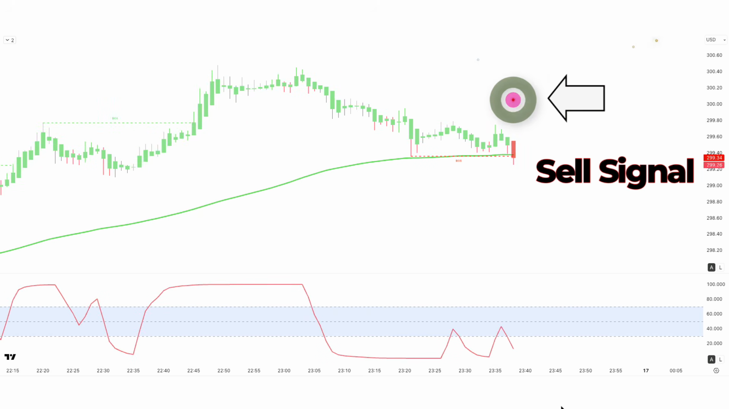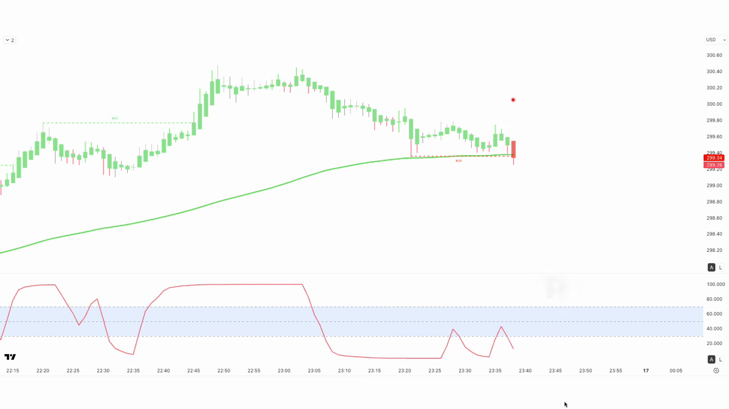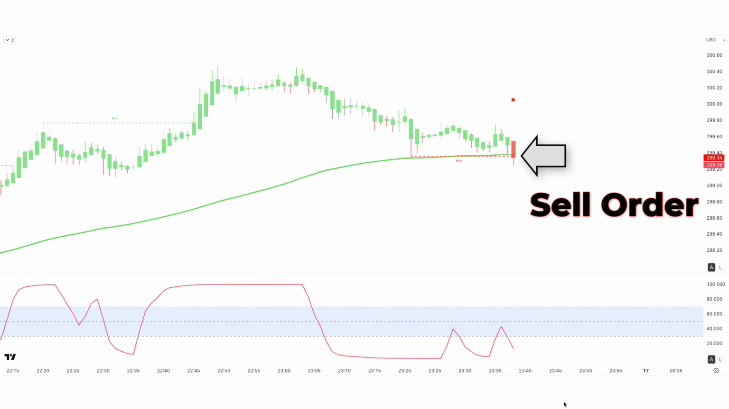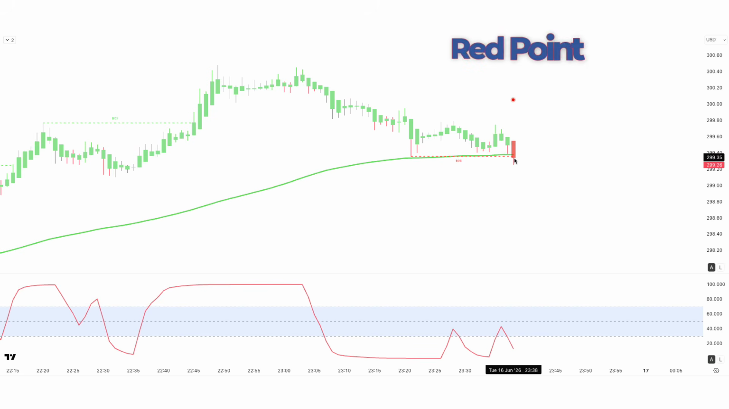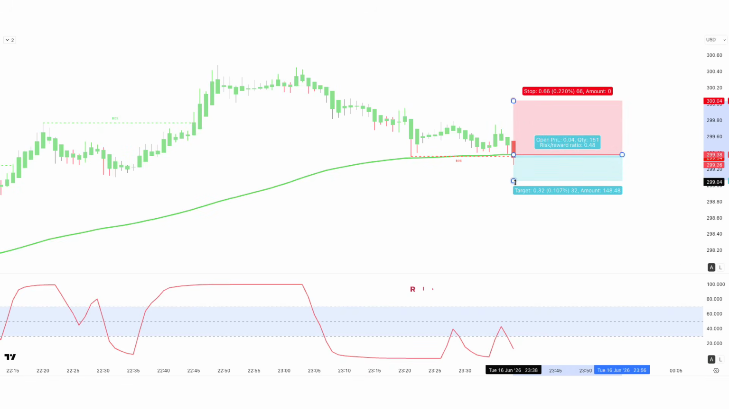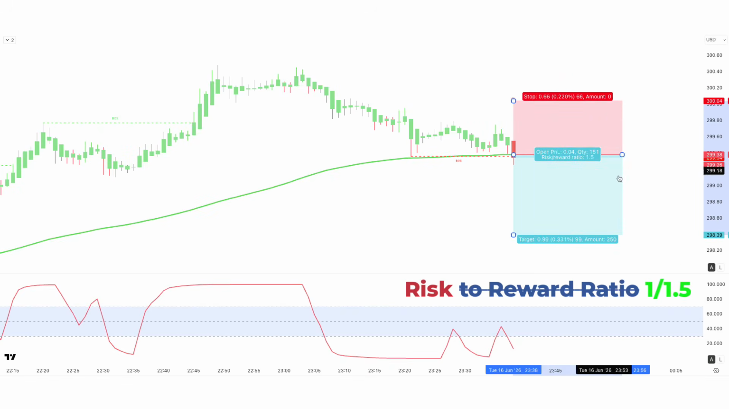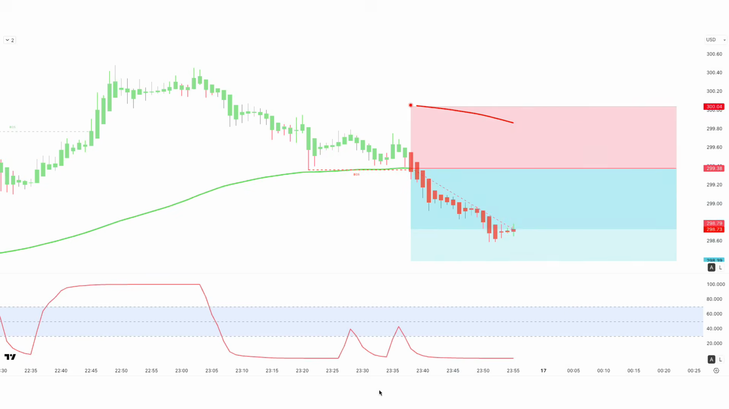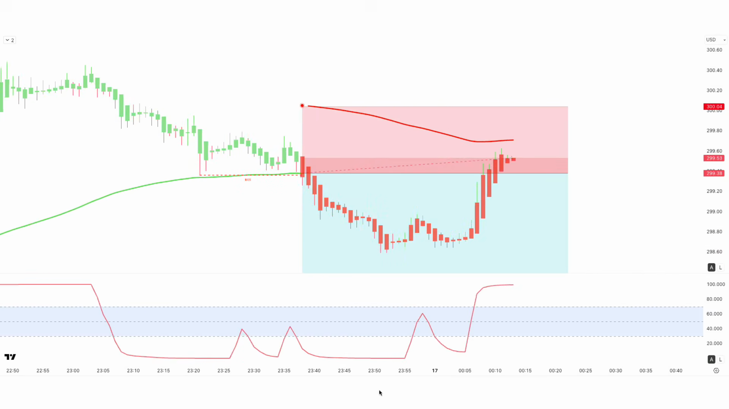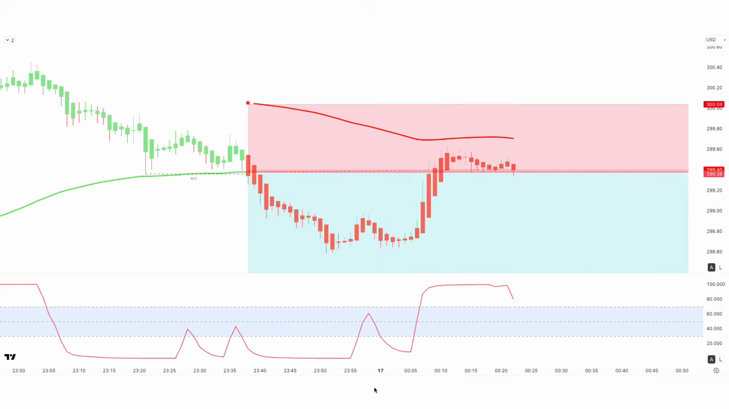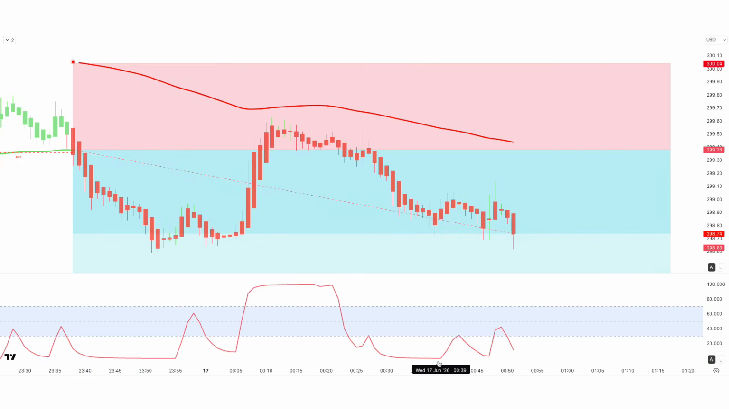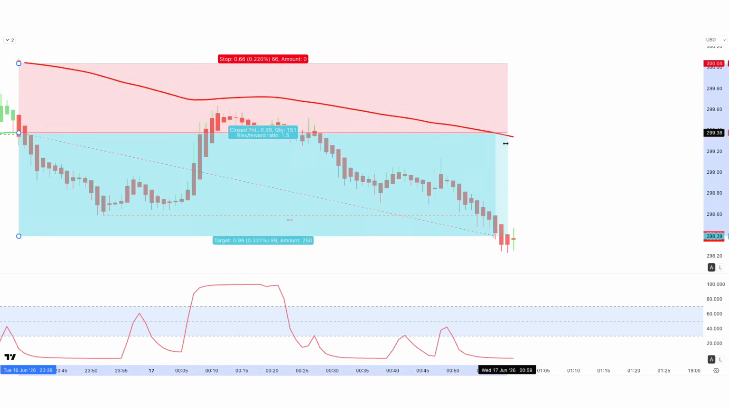When the Market Structure Confluence red point appears, this is a sell signal. The red line of Apparent Slow RSI should be below the blue area. When the market forms a bearish candle, if this condition is fulfilled, then we will place a sell order. Our stop loss is to be placed at the red point, and the risk to reward ratio will be 1:1.5. The market has completely hit the target.